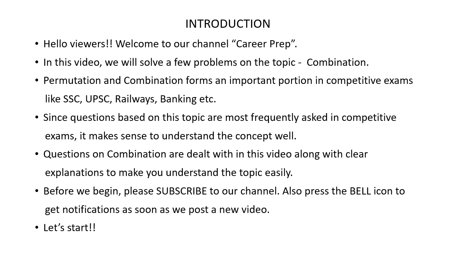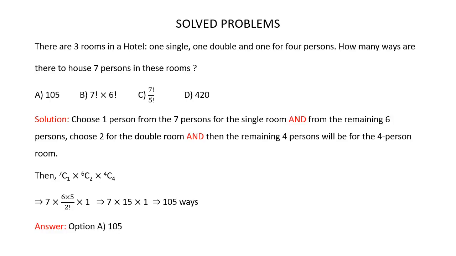So let's start. There are 3 rooms in a hotel. One single, one double, and one for 4 persons. How many ways are there to house 7 persons in these rooms? Here you are given 4 options and you have to find out which of these options is the correct one.